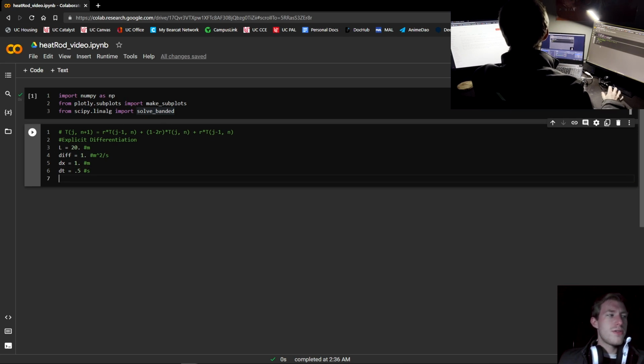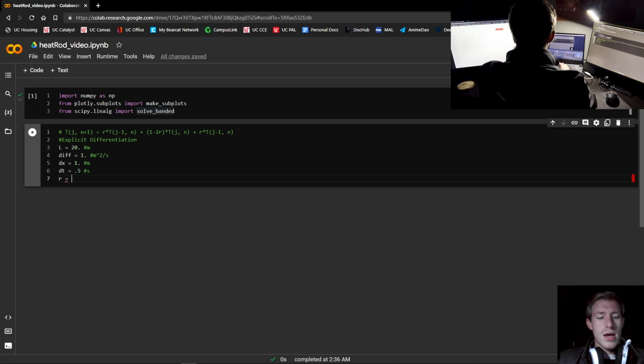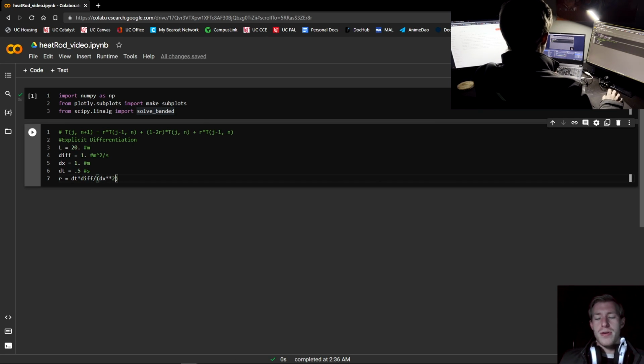So you might be wondering, well, Ethan, you can use any of these numbers in the equation here. All you used was this r, because T represents the temperature at these different points j and n. So how exactly are we going to use that? We're going to use that by defining r relative to these three numbers right here. So r is equal to the difference in time multiplied by the thermal diffusivity divided by our spatial increment squared.